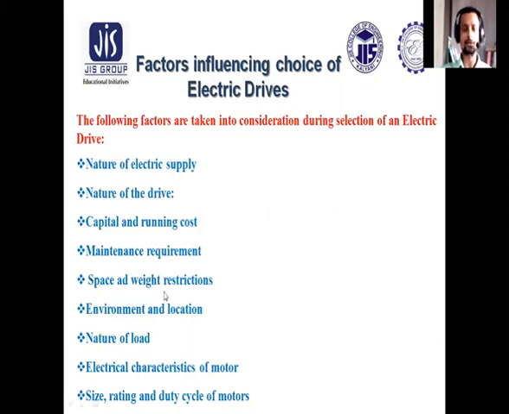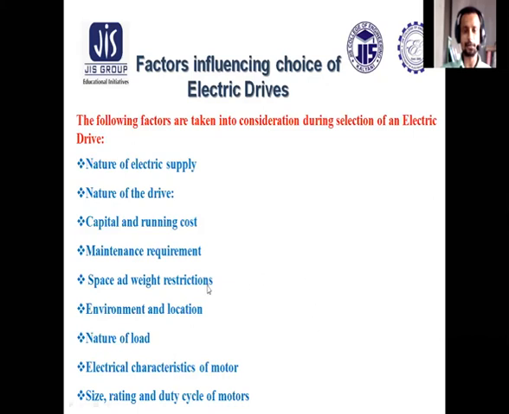Also, the weight of the drive is required. Suppose you are going to design an electric drive which would be used in an electric vehicle. That electric drive should not be of much weight, because it's very problematic to accommodate a bulkier and spacious electric drive in an electric vehicle. Weight and space, both restrictions would be there.